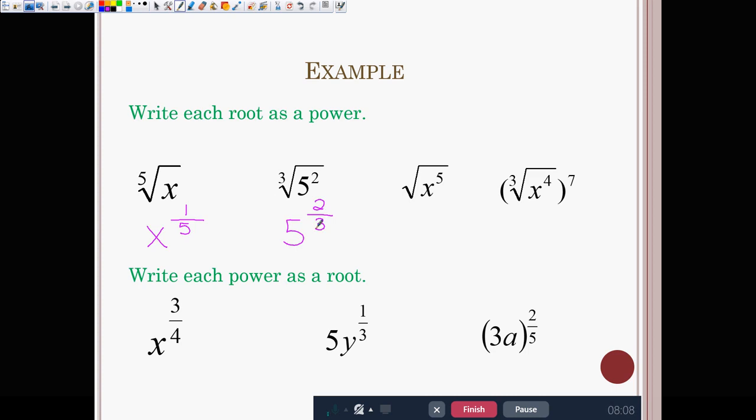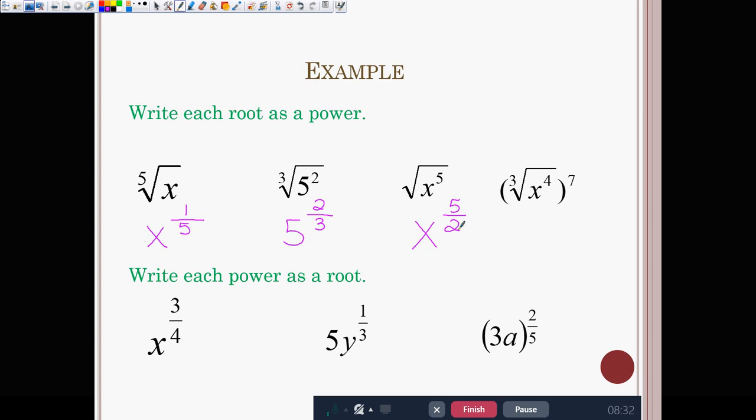So I'm going to be writing my base, my x. Okay. Then my top number is my exponent. What is my exponent? 5. My bottom number is my root. What type of root is this? A square root, so it's a 2. Okay. So this one looks a little bit weird.